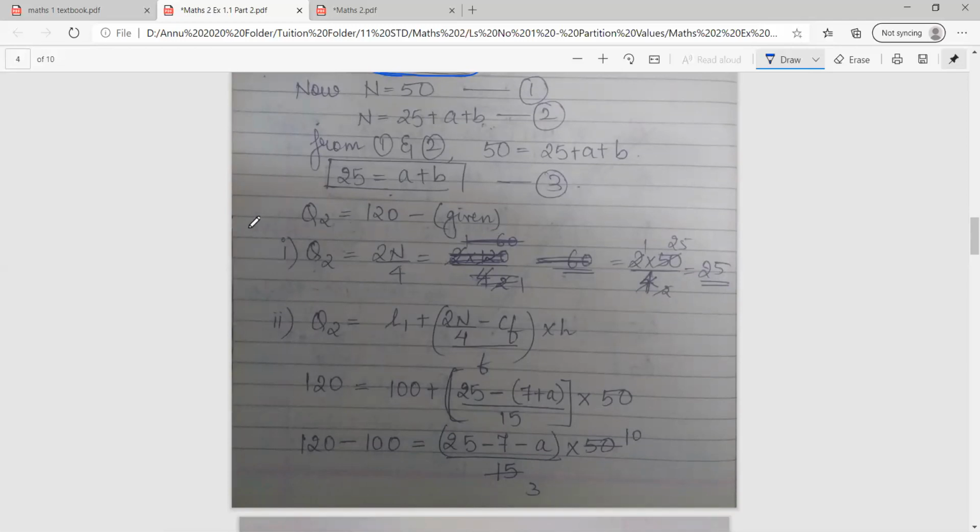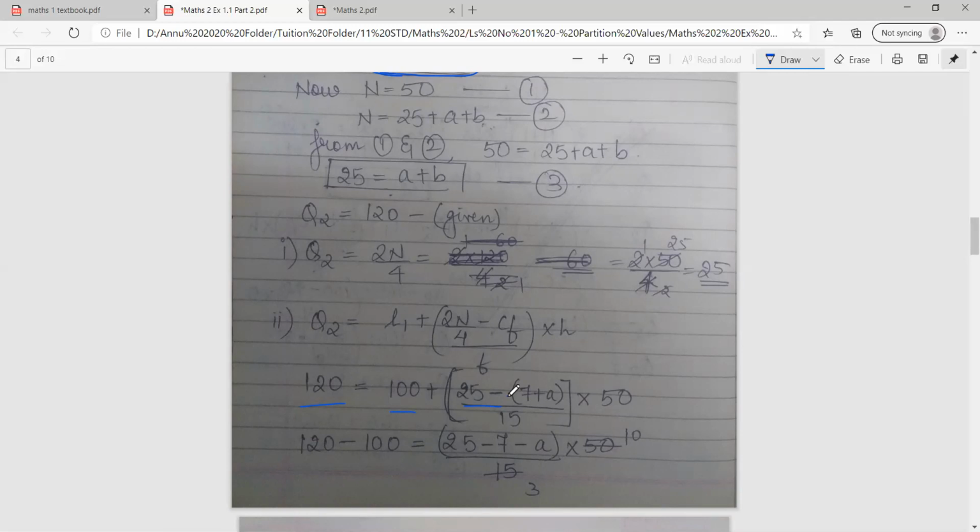Now again, this is a group data, so we'll do it step by step. So the very first step is the small formula, that is Q2, 2n by 4. So 2 into the first n, 50, remember, divided by 4. So I get the answer to be 25. Now putting the bigger formula, Q2 is equal to L1 plus 2n upon 4 minus CF upon F into H. So Q2 is 120, L1 is 100, then 2n by 4 is 25, minus, now listen to this very carefully class.